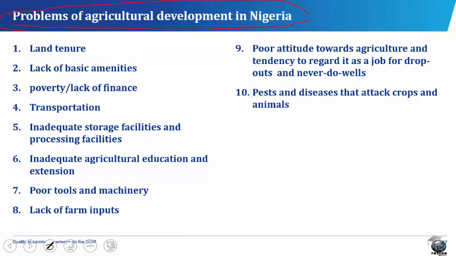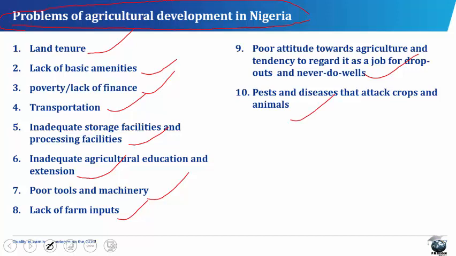Problems of agricultural development in Nigeria. They include land tenure, lack of basic amenities, poverty or lack of finance, transportation, inadequate storage facilities and processing facilities, inadequate agricultural education and extension, poor tools and machinery, lack of farm inputs, poor attitudes towards agriculture, and the tendency to regard it as a job for dropouts and never-do-wells. We also have the problem of pests and diseases that attack crops and animals.